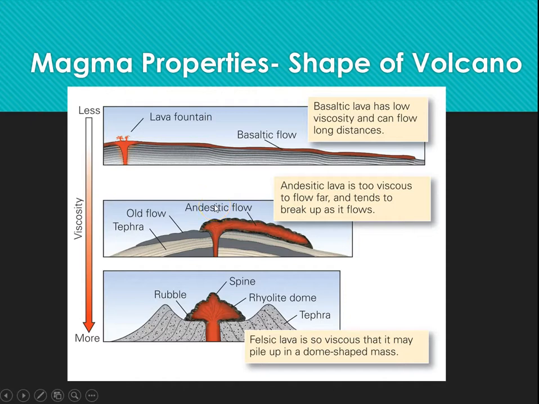Andesite is going to be just a little bit thicker. This is your intermediate lava. Your andesite is going to be a little bit thicker, so it won't flow quite as far, so you tend to get a little bit steeper slopes.